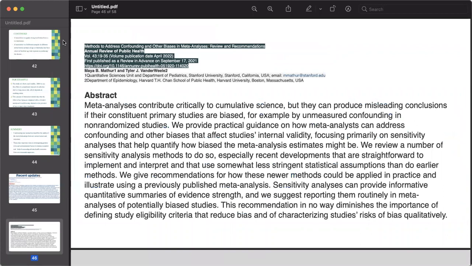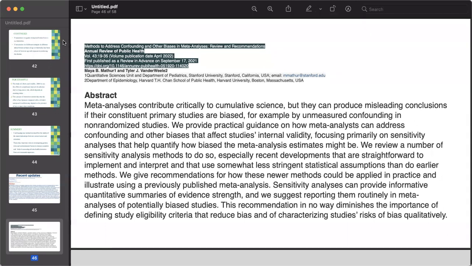Methods to address confounding and other biases in meta-analysis. Abstract. Meta-analyses contribute critically to cumulative science, but they can produce misleading conclusions if their primary studies are biased, for example, by unmeasured confounding in non-randomized studies. We provide practical guidance on how meta-analyses can address confounding and other biases that affect studies' internal validity, focusing primarily on sensitivity analyses that help quantify how biased the meta-analysis estimate might be.